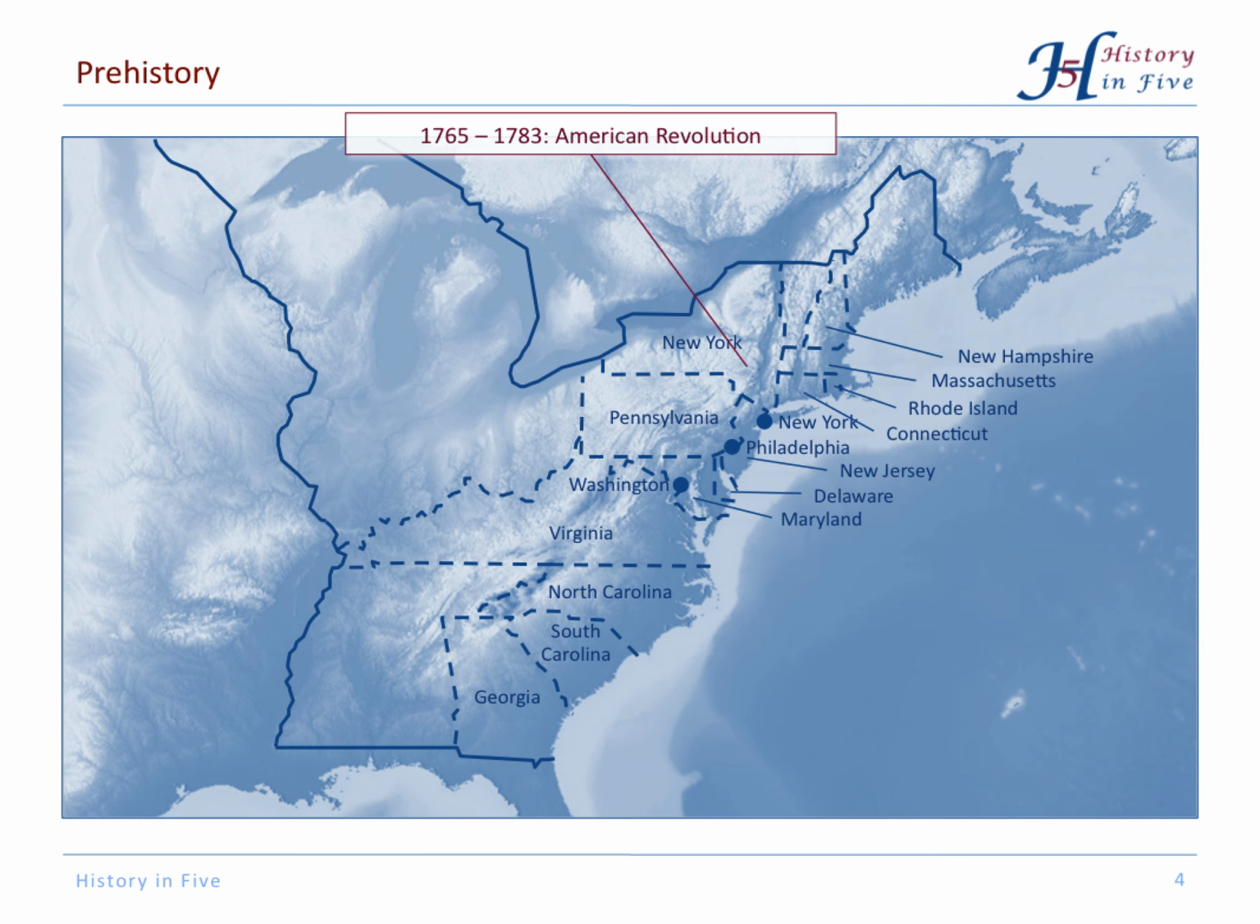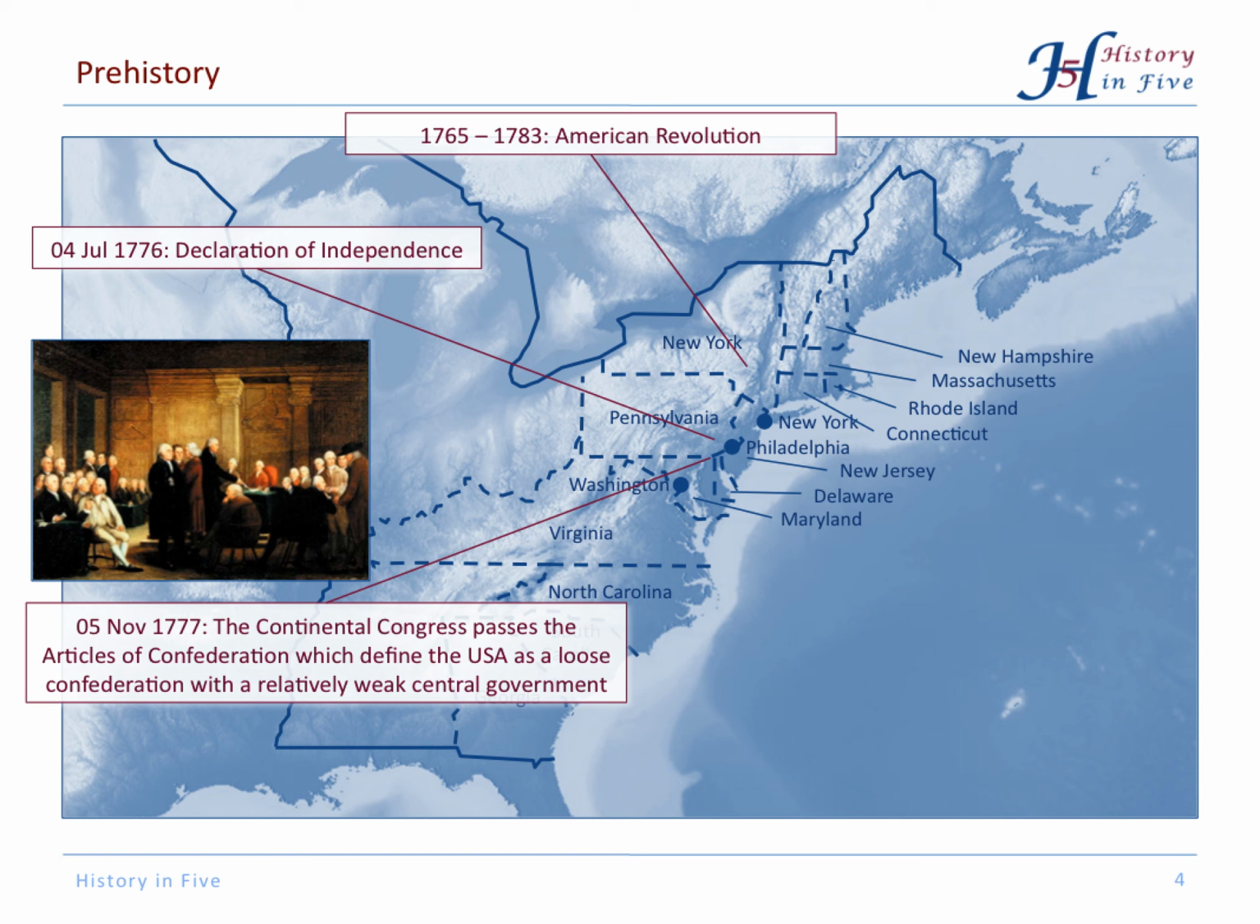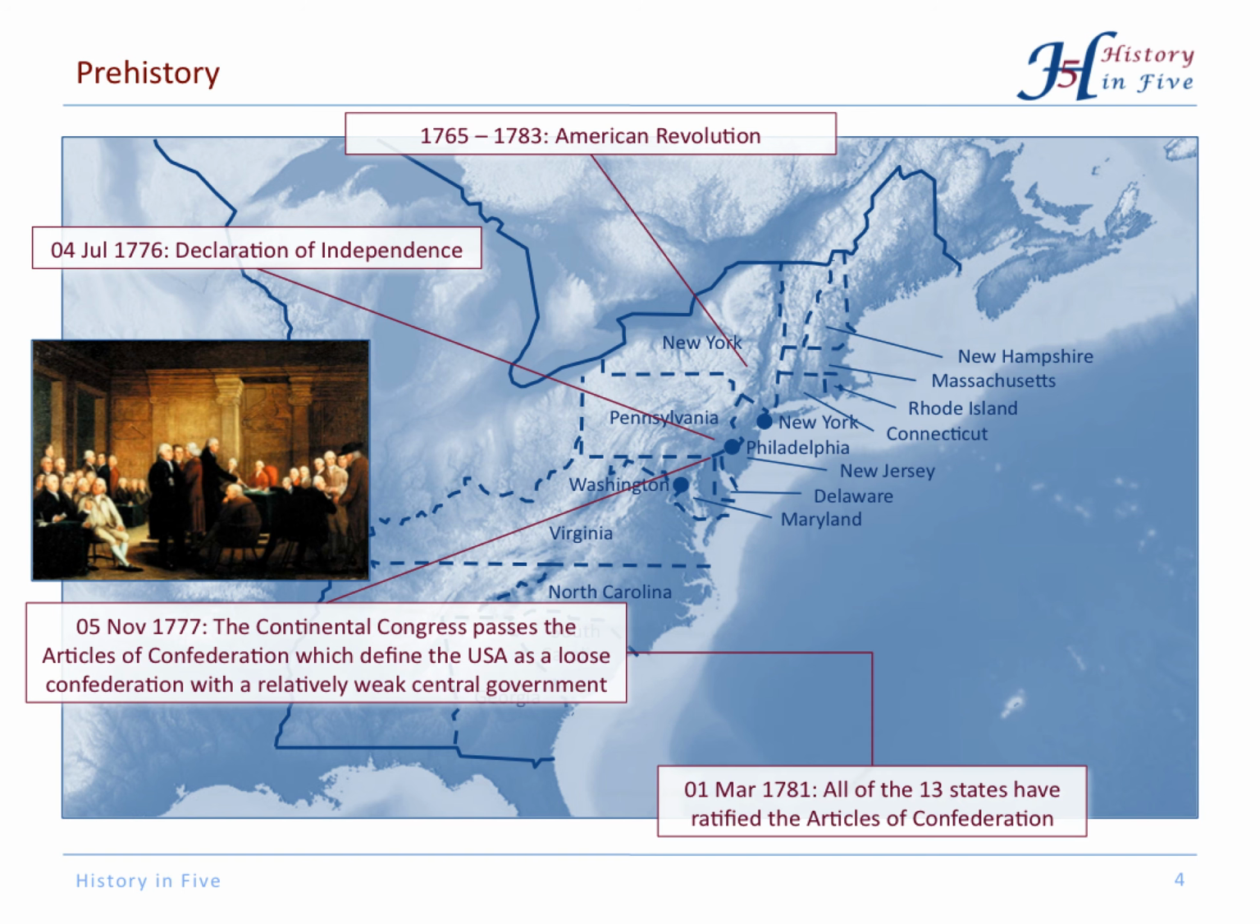Now, as mentioned, American Revolution, and on the 4th of July 1776, Declaration of Independence, the United States were born. In 1777, the Continental Congress convened and passed the Articles of Confederation. The United States were now a loose confederation with a relatively weak government. By 1781, all of the 13 states had ratified the Articles of Confederation.